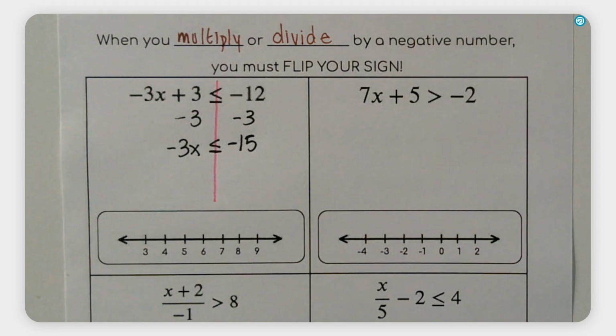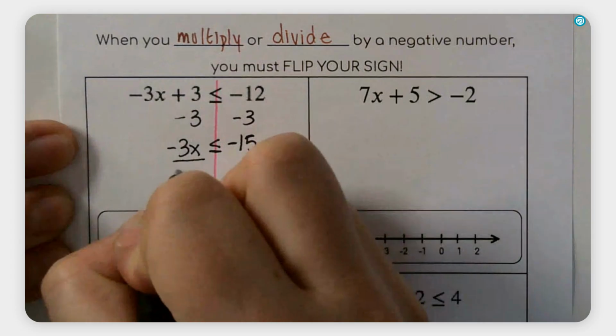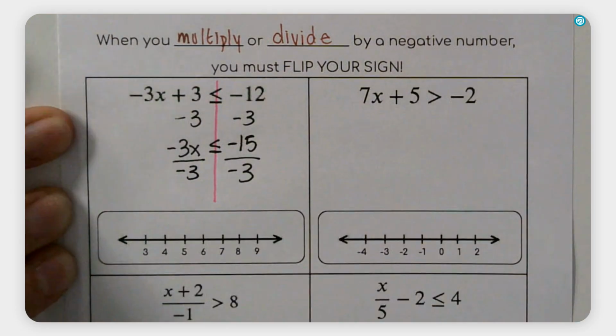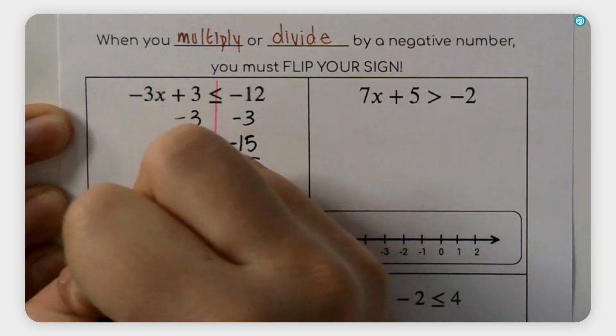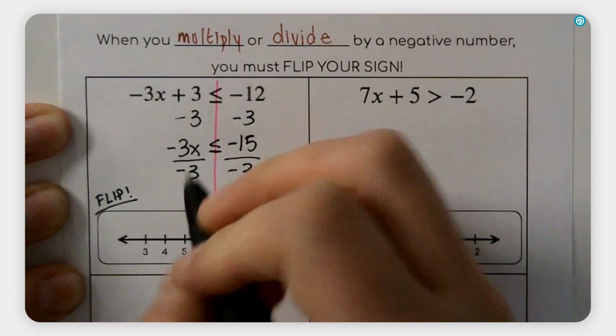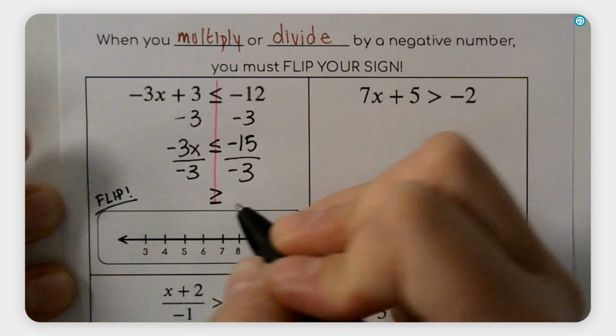We've got 7x plus 5 is greater than negative 2. We're going to start by subtracting 5 on both sides. We've got 7x is greater than negative 2 minus 5, which is negative 7. I've subtracted, so I'm not worried about flipping the sign yet. The last thing I need to do to get x by itself is get rid of that 7. The opposite of multiplying by 7 is dividing by 7, so I'm going to divide both sides by 7.